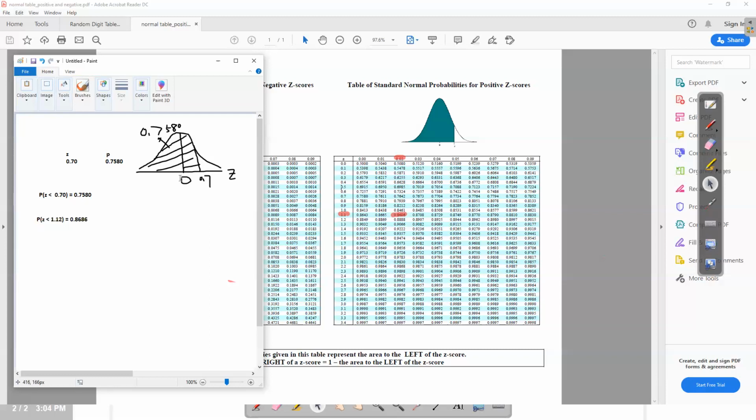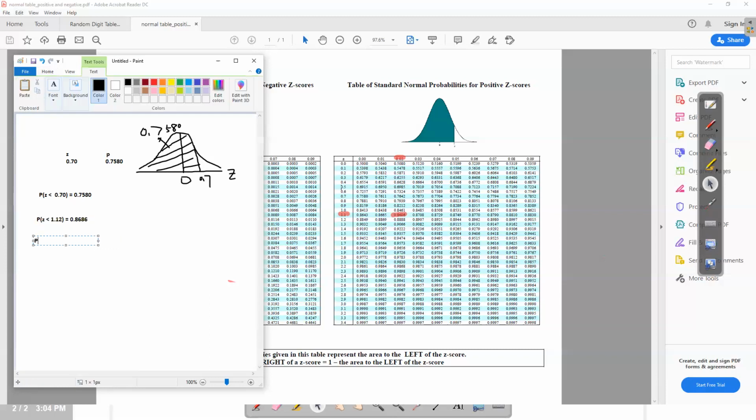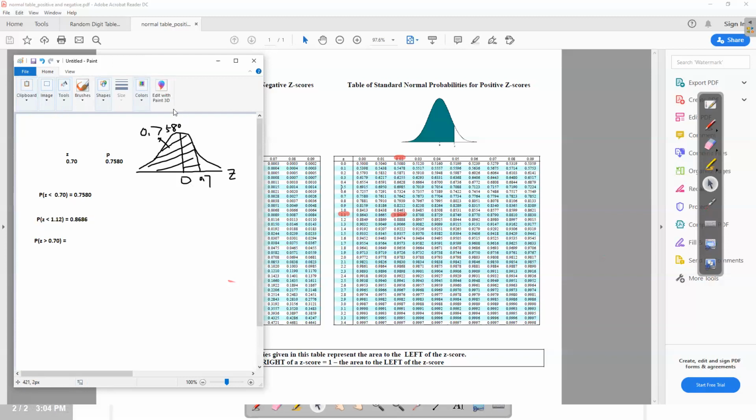But this is when you try to find the probability to the left of a Z-score. Sometimes we are interested in finding the probability of Z greater than a Z-score, right? Maybe you can just use 0.70 since we have the density curve drawn up there. So what if you want to find the probability of Z greater than 0.70? You're looking for the area to the right now, right? How do you find the probability to the right?